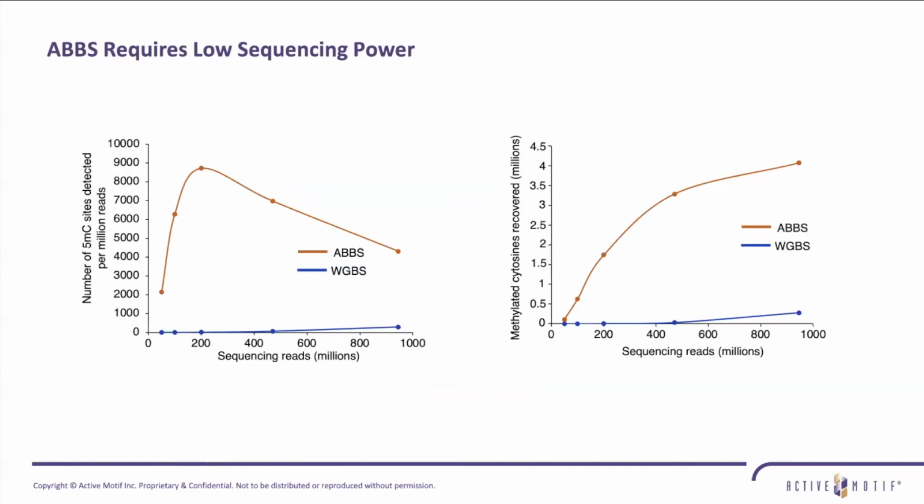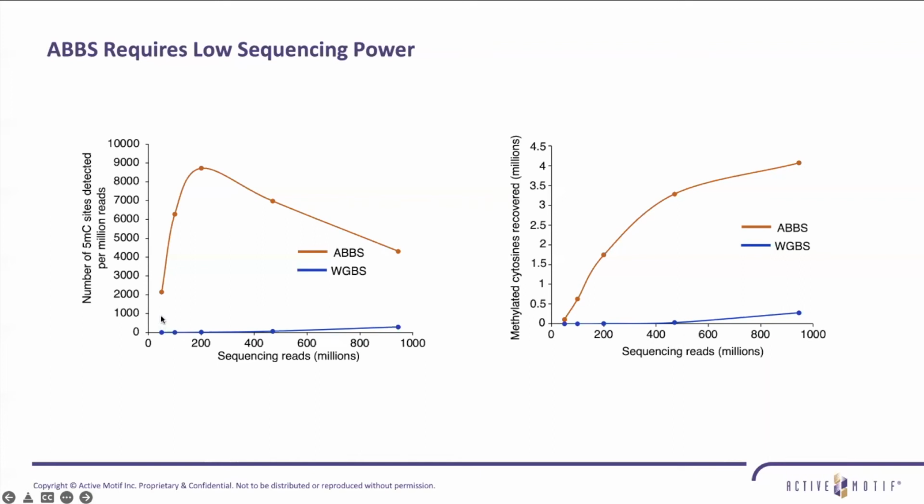Probably the most important slide of this talk is this one. So we know that ABBS enriches for DNA methylation, and we guessed that it required low sequencing power. The way we tested it is by subsampling the FASTQ file, the sequencing file. We started with a full experiment, nearly 1 billion reads for whole genome bisulfite sequencing and 1 billion reads for anchor-based bisulfite sequencing. And then we subsampled to 500 million reads, 200 million reads, 100 million reads, and 50 million reads.